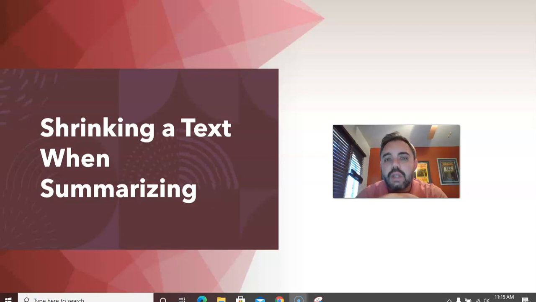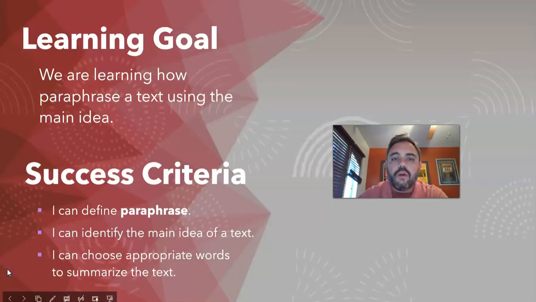Now, for this lesson, we're going to give you a strategy that's all about shrinking a text when we summarize. And that's an important skill. As always, we're going to head on over to some learning goals and success criteria so we know what we're trying to accomplish today. Boom, right there on your screen.